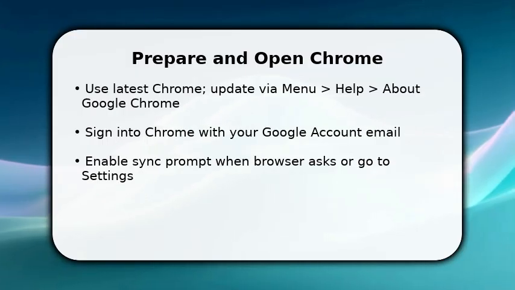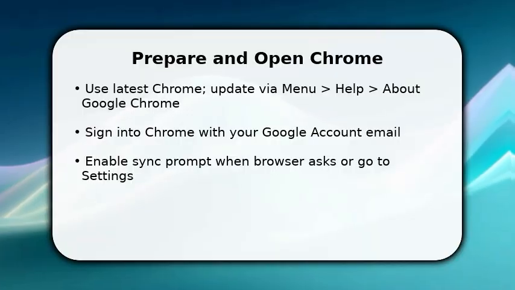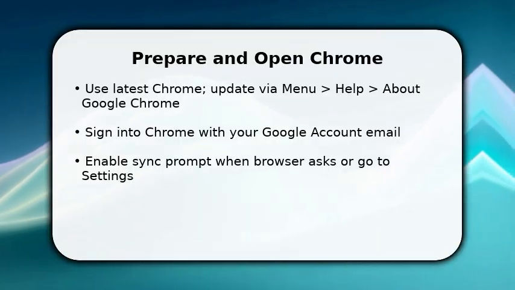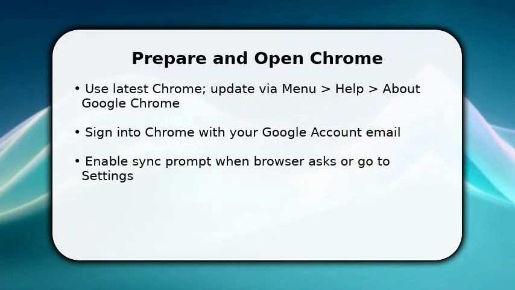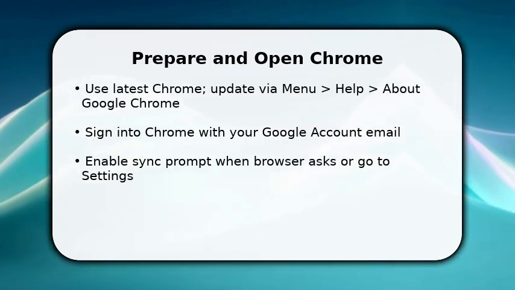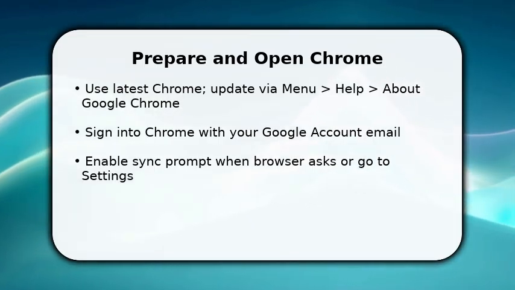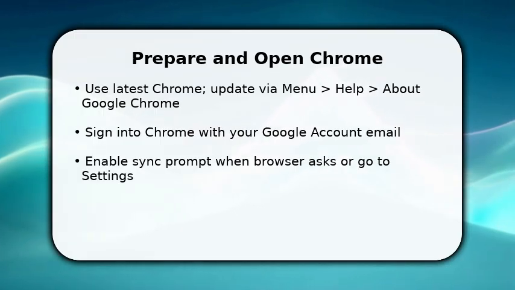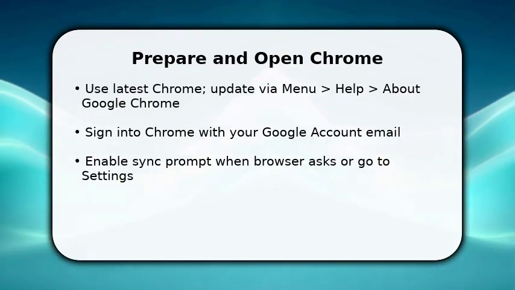You'll start by preparing the browser. Open Chrome and make sure it's up to date. Once done, sign into Chrome with your Google account so settings can follow you. If Chrome shows a sync prompt, accept it now. If not, go straight to the three-dot menu and open Settings. Make sure you use the account you want to sync. These steps ensure your preferences and history are eligible for sync before you enable detailed options.